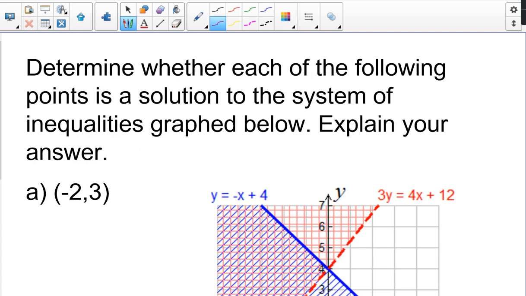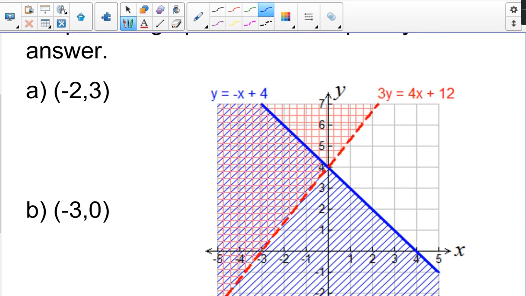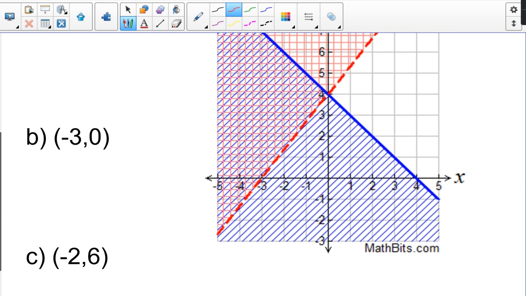Now let's move on to a system of inequalities. Okay, this is a system of inequalities. It's already graphed for you. The first one is y is less than or equal to x plus 4. The second one is 3y is greater than 4x plus 12. We don't really have to know the inequalities. We see the whole graph there.